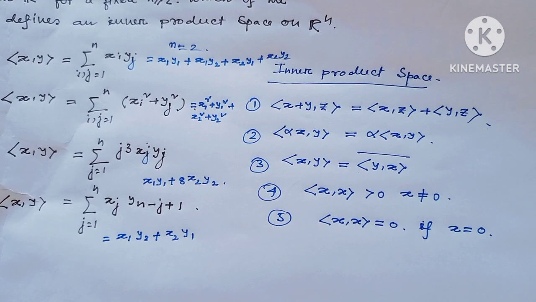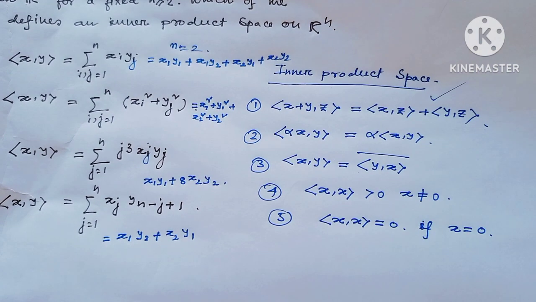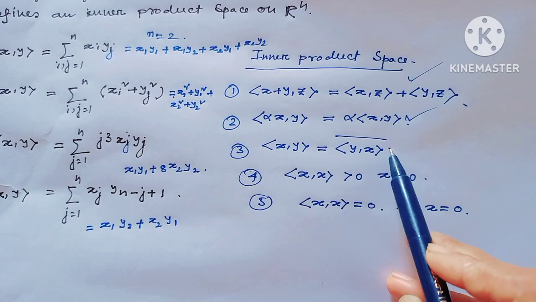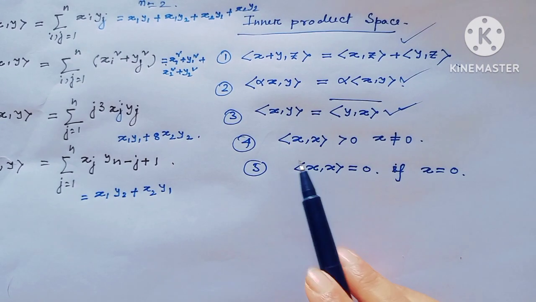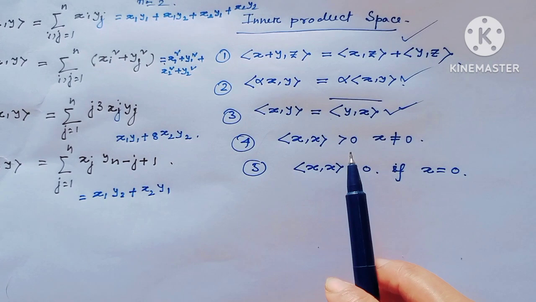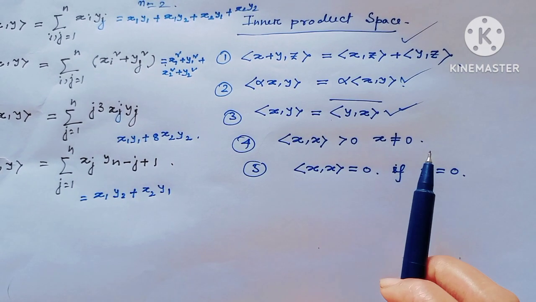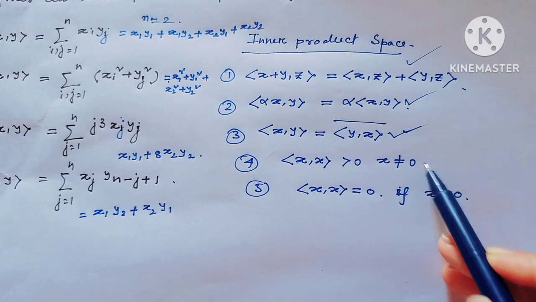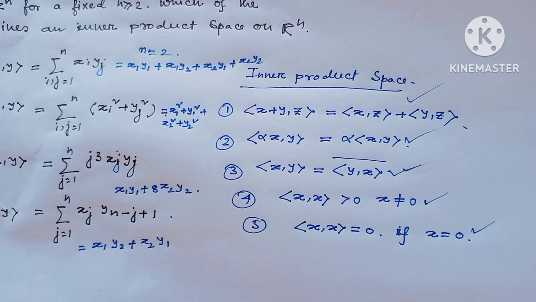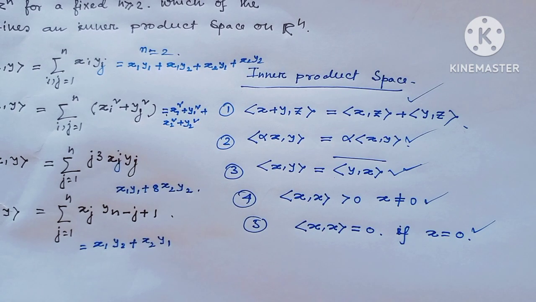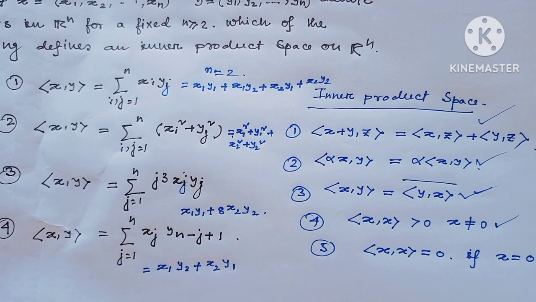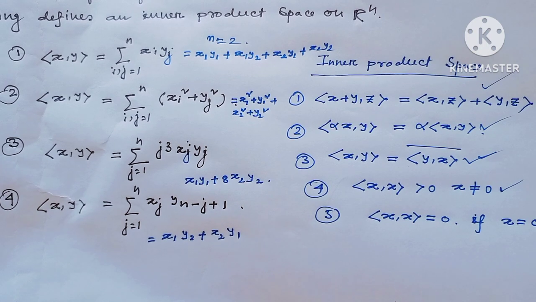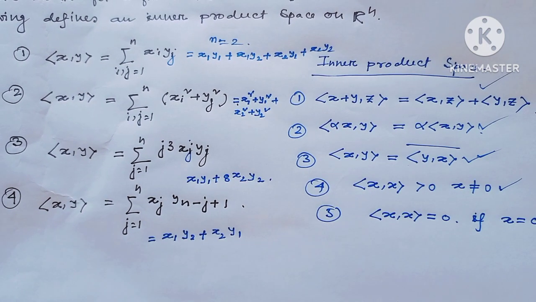We all know an inner product space means it satisfies, first, the distributive property; second, the linear property; third, symmetry, the conjugate symmetry property; fourth, positive definiteness, meaning the inner product of x with x is greater than 0 whenever x is not equal to 0, and the inner product of x with x equals 0 if x equals 0. This is the condition of an inner product space we all know. Now for this example, which condition is applicable to break the inner product space?